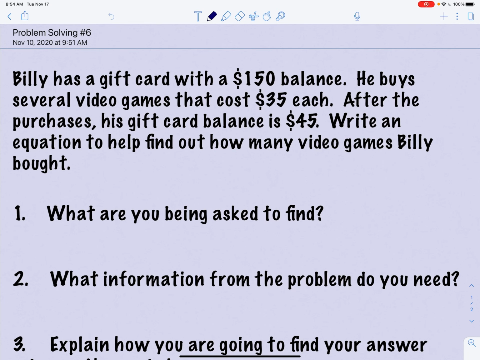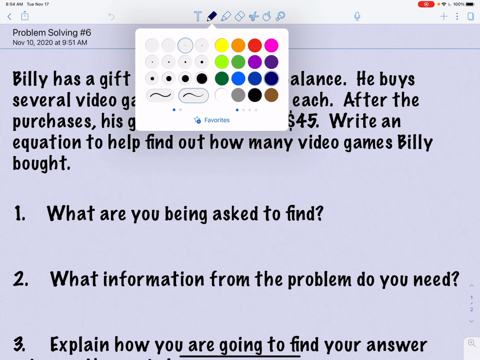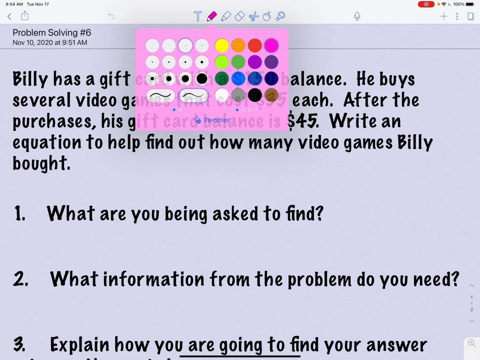Okay, we are going to continue to work on problem solving. Good morning, afternoon, whatever time of day this is for you. I don't want red, that's an unhappy color.